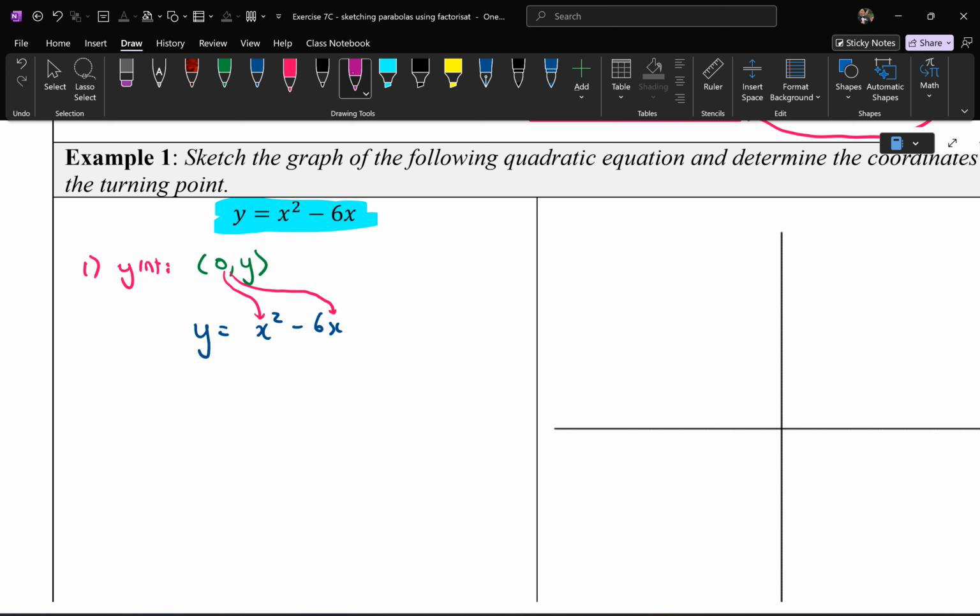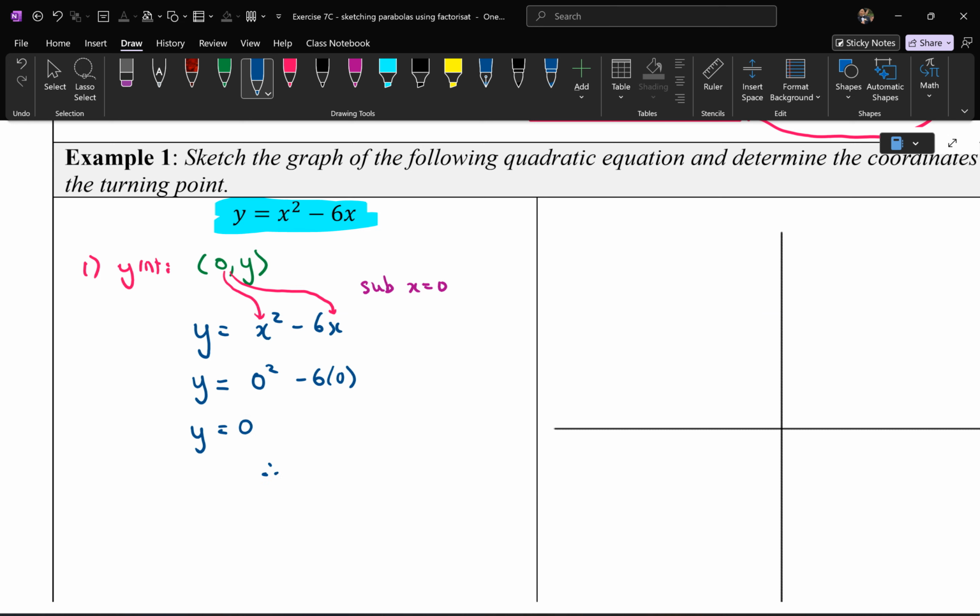So here you're substituting x equals 0 into the equation. This is what I was saying before: once you find x, you sub it back into the equation. In this case, we're actually looking for the y-intercept, so we sub x equals 0. That's the reason why. If I sub 0 in, y is equal to 0 squared minus 6 times 0. Y is equal to 0.